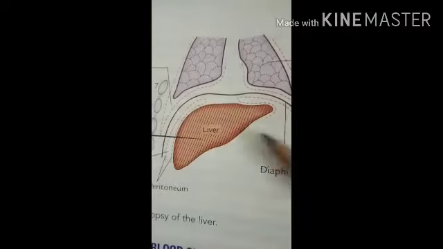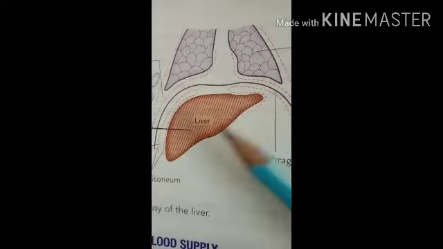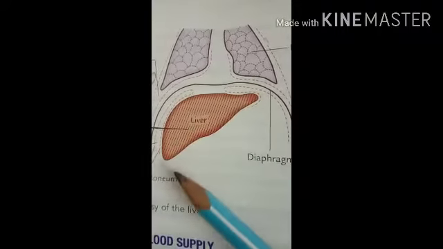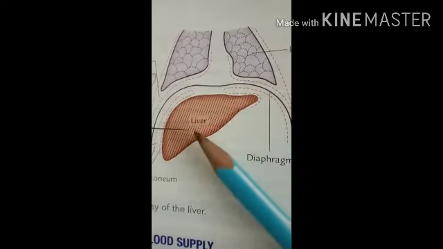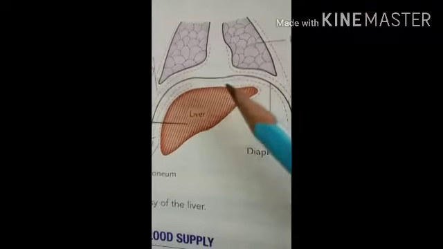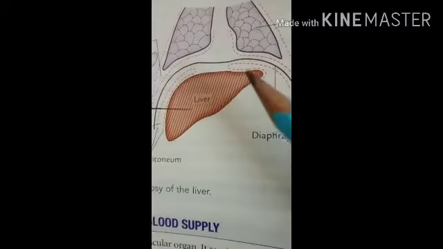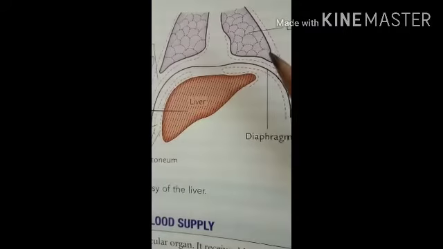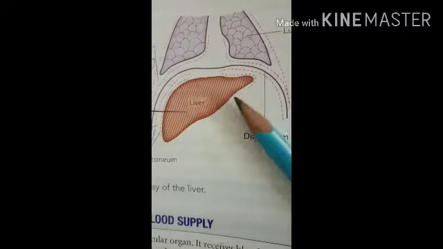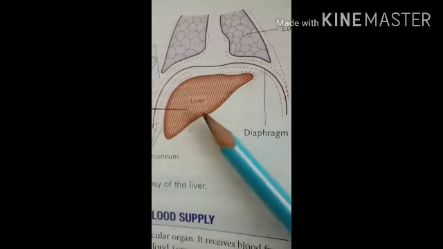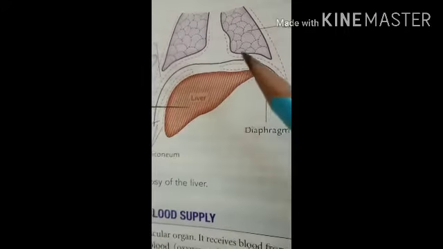So let's see the blood supply of the liver. So liver is supplied by two arteries, because it is a highly vascular organ. The oxygenated blood supplied to the liver is the hepatic artery, which is the branch of the coeliac trunk. And the second supply, that is the deoxygenated blood but rich with nutrients, is supplied by the portal vein. So near about 80% of the blood is supplied by the portal vein and the 20% of the oxygenated blood is supplied by the hepatic artery.